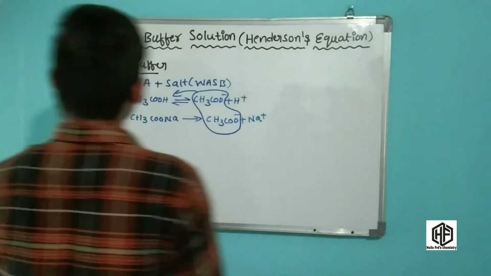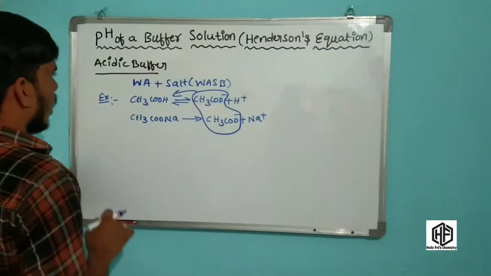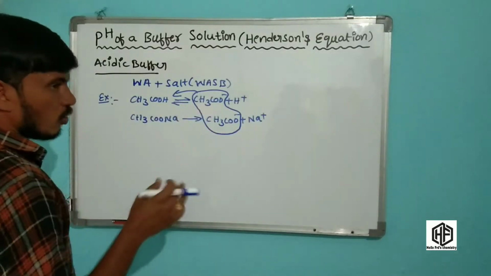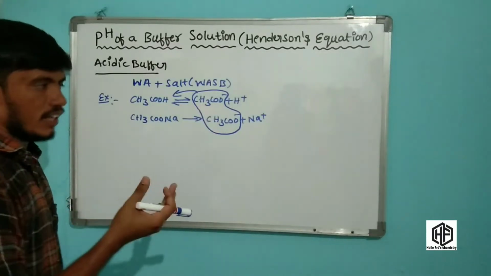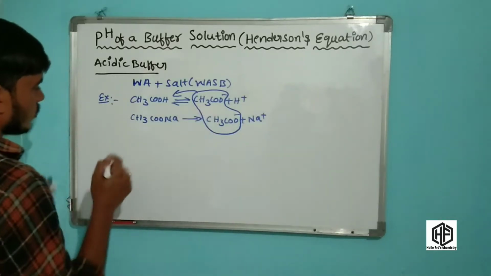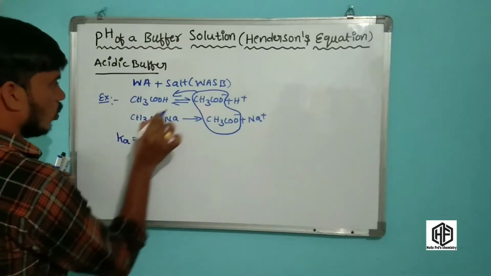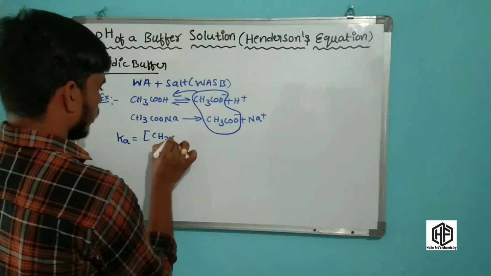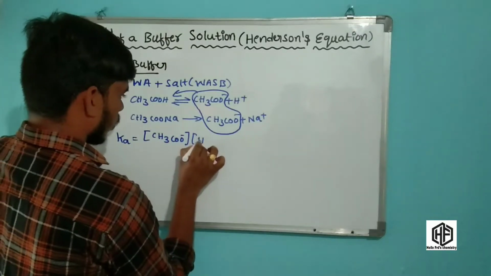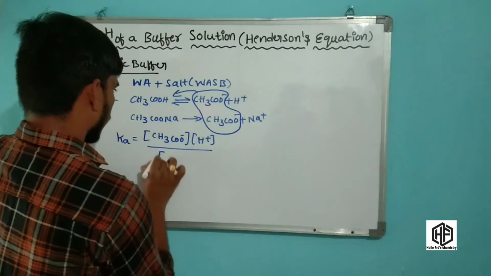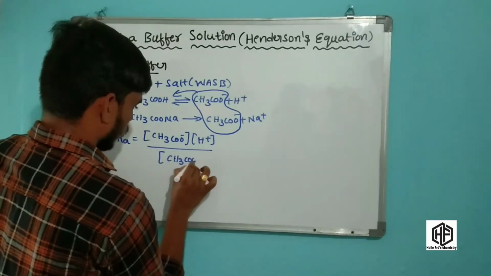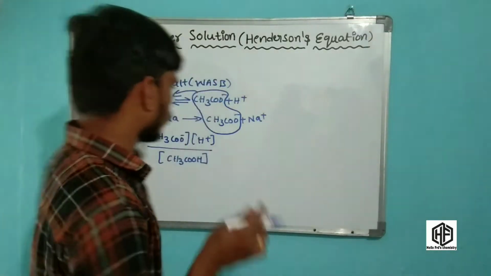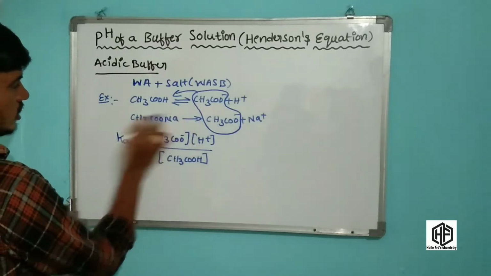Now, what is the pH of this acidic buffer solution? Friends, you know that acetic acid is a weak electrolyte. For this weak electrolyte, we have to find the ionization constant. Ka is equal to the concentration of the products of this reaction, CH3COO minus into the concentration of H plus, divided by the concentration of CH3COOH. Friends, this is the ionization constant of the weak electrolyte. This is the strong electrolyte.